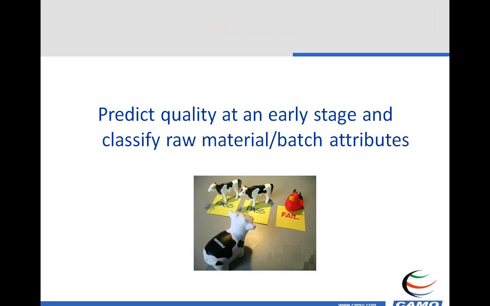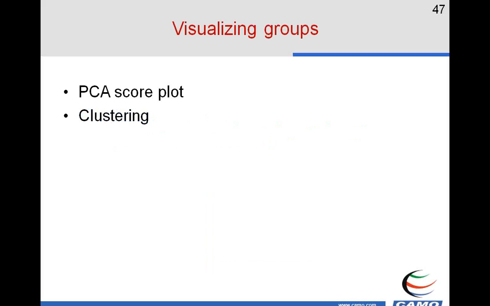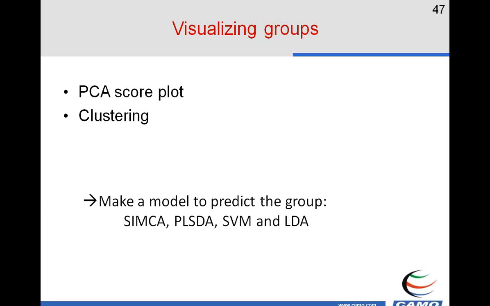The next part is about predicting quality at an early stage and classification of raw material and batch attributes. So you can visualize groups usually, for example, in a PCA score plot, you can see different groups of samples. Or you can do a clustering and you will have all the samples that are close together related to each other. But if you really want to classify, you will need to make a model.